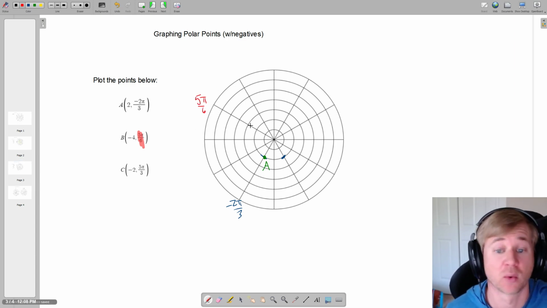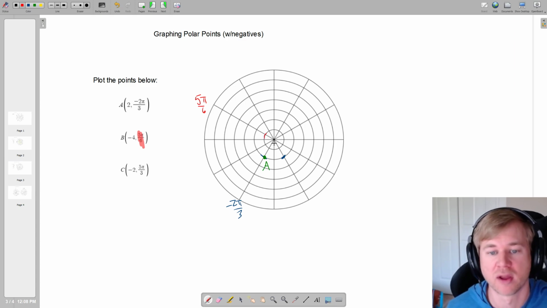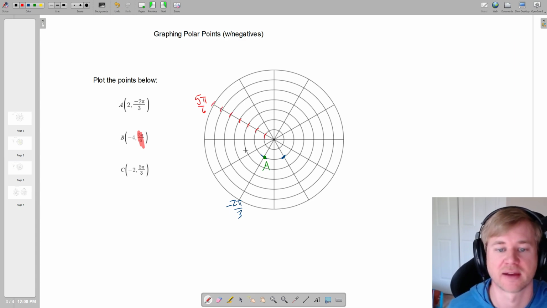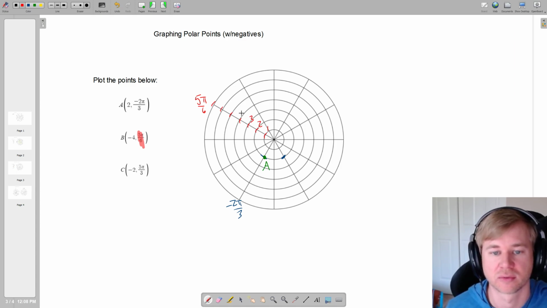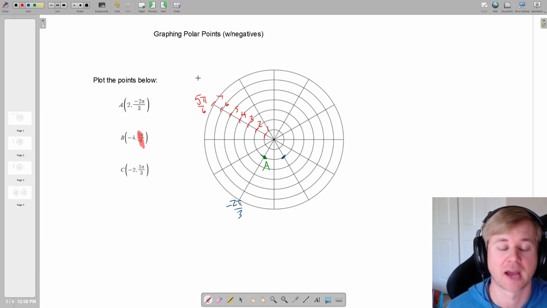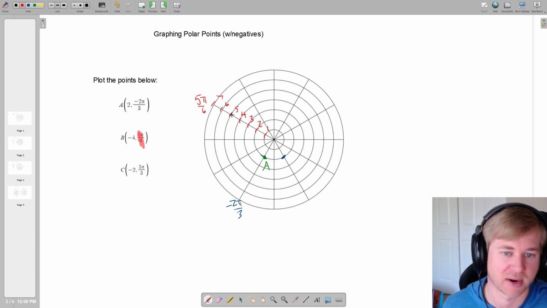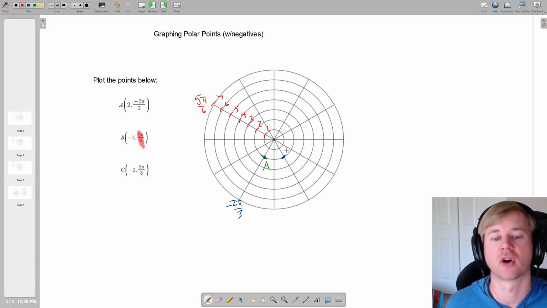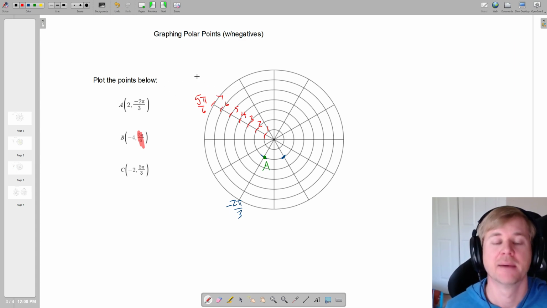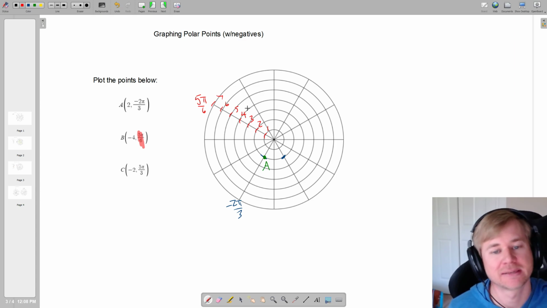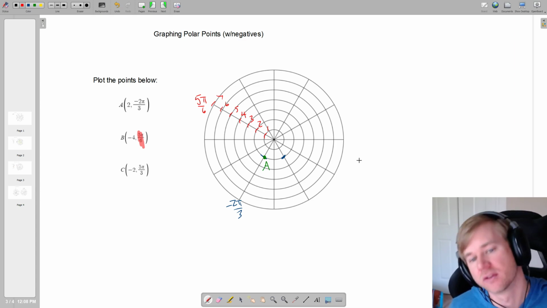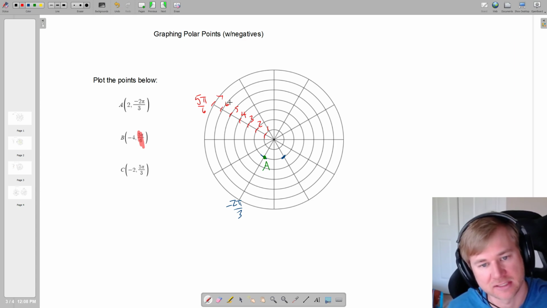So if I were to label all the points, this would be 1, 5 pi over 6, 2, 3, 4, 5, 6, 7. If I said 3, pi over 6, that'd be right here. 4, pi over 6, 5, pi over 6, 6. Those are all the positive radii. But when you make the radius negative, what ends up happening is it's like going to the other side. So this would be, continue the pattern, 7, 6, 5, 4, 3, 1.